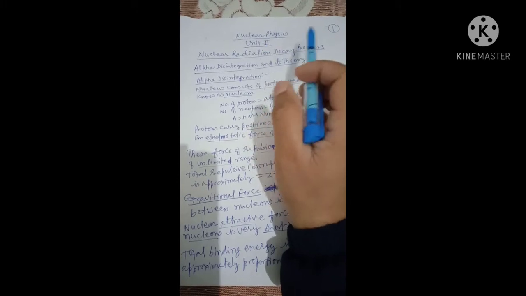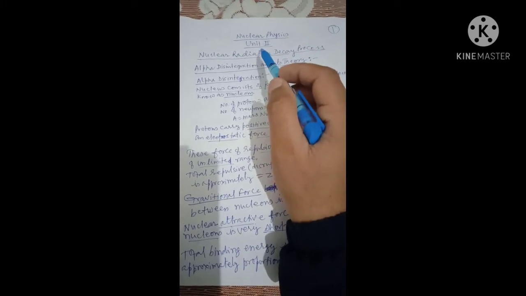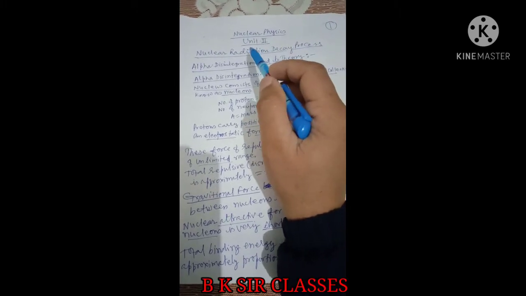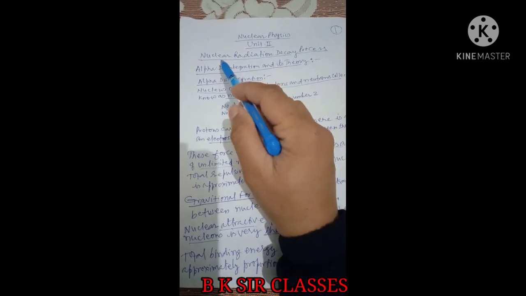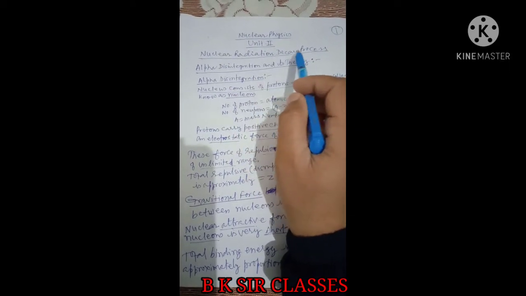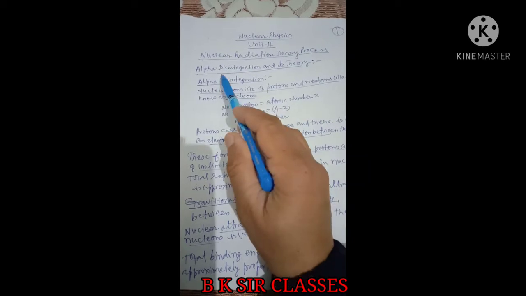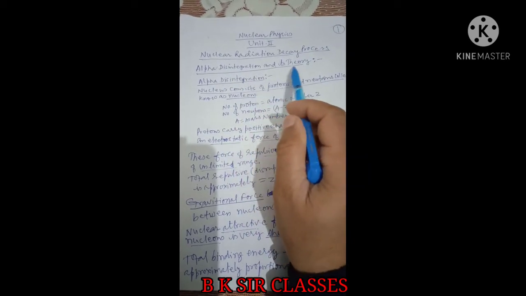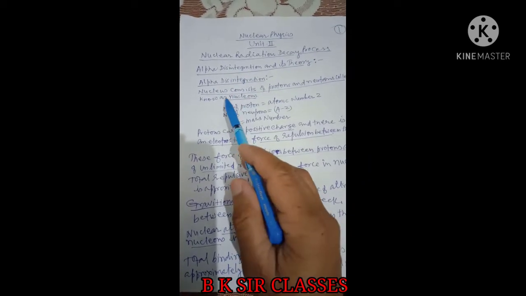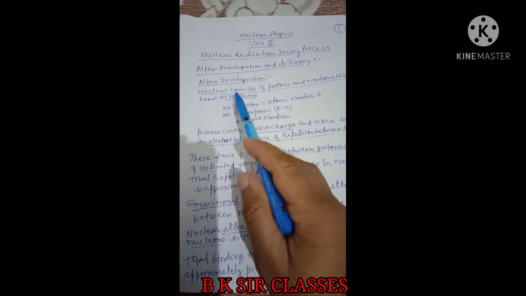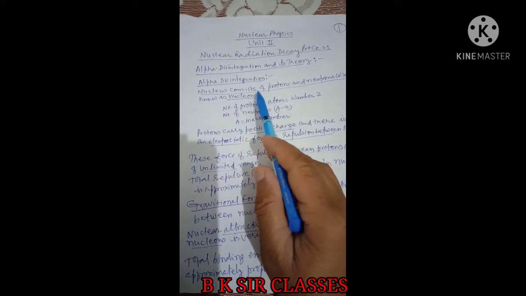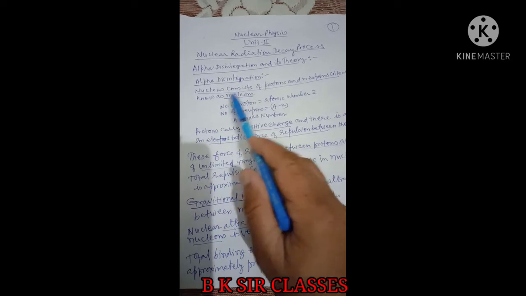In nuclear physics, for the fifth semester course, today we will discuss the second unit, nuclear radiation decay process. Here: alpha disintegration and its theory. Alpha disintegration means we are disintegrating an alpha particle from the nucleus.